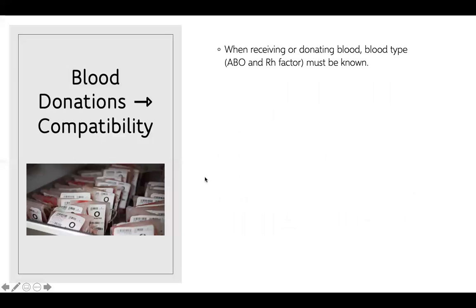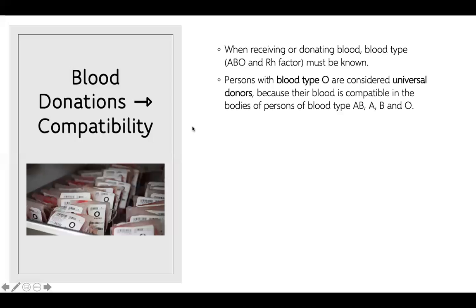Okay. So when receiving or donating blood, your blood type must be known. So that's going to be your ABO group, whether your blood type is A, B, AB, or O, and your Rh factor also must be known. If you see in this image down here, there's a collection of donations of blood, and if your eyes are good, you can see here that this says O positive. So they always want to know whether it's positive or negative.